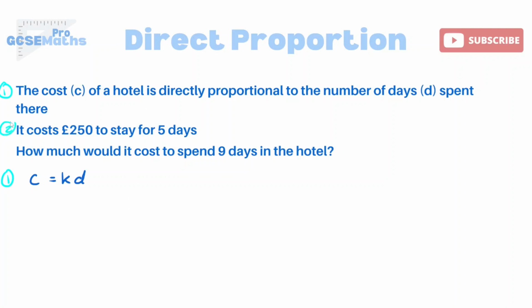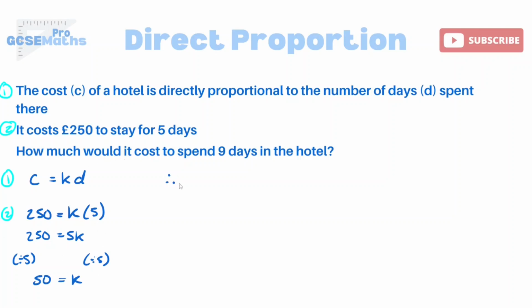Step 2, use our matching pair to work out the value of K. So in this case, the cost is 250. So I'm going to put 250 equals K times the number of days, which is 5. Again, we can swap that around to be 5K, can't we? And to solve to find K, we just need to divide by 5 on both sides. So 250 divided by 5 is just 50, isn't it? So in this particular question, K is 50.